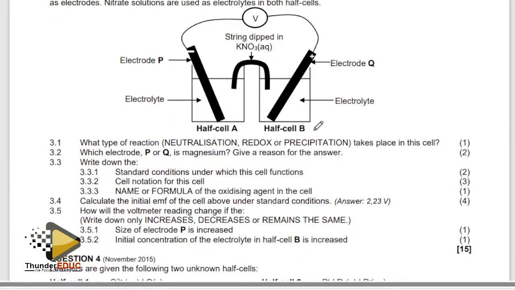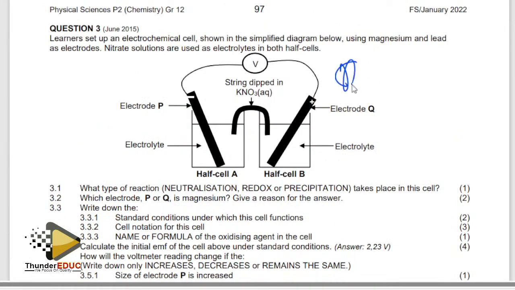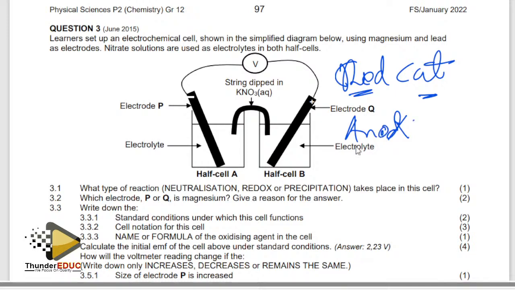Which one do we put on the cathode? Which one do we put on the anode? Don't forget that. Use what you call RED CAT: Reduction at the Cathode. And then AN OX, which means oxidation at the anode. So in here, the anode is the positive and the cathode is the negative. So it's the reverse of the other way, where the anode is the negative and the cathode is the positive.